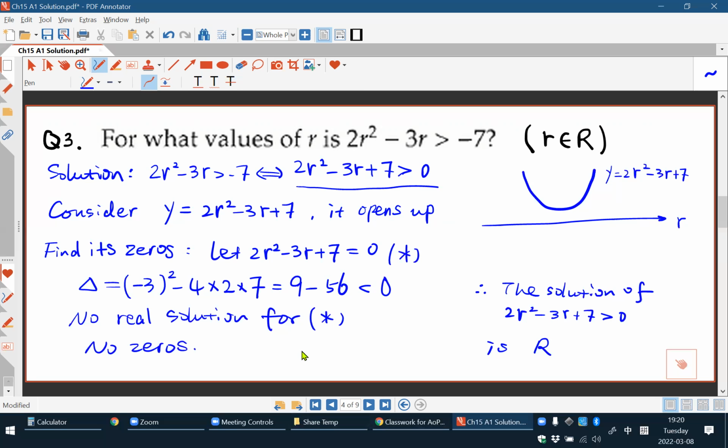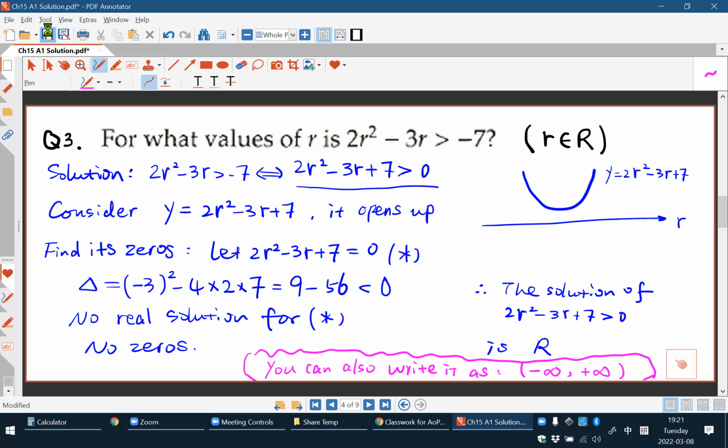You understand? Okay, and sometimes if you want to express it in interval form, you can also write the whole real number set as negative infinity to positive infinity. This is equivalent to the whole real number set. You can choose either way to express your solution. All right, have a look at this question.